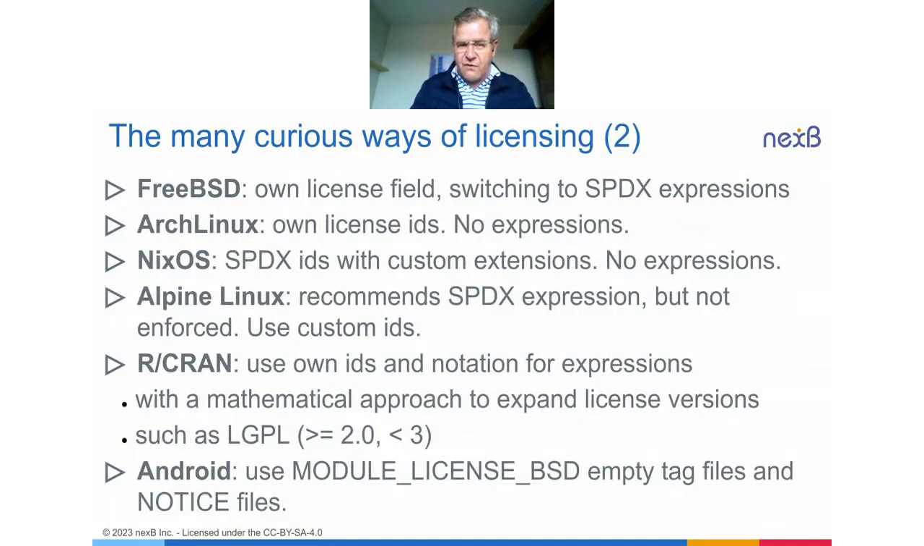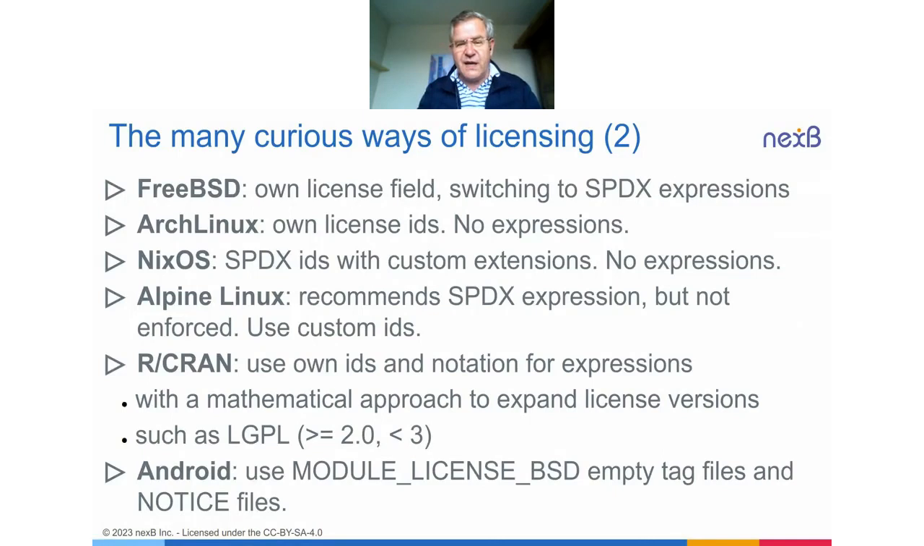If we look at some other domains like Android, they use their own conventions with specific files. R, which is a language for statistics and math, is interesting because you see actually how their domain, math and statistics, influences their approach to providing information on licenses. They use mathematical expressions to say it's LGPL, but superior to version 2 or inferior to version 3, which means LGPL 2.0 or 2.1. It feels weird when you look at it from the outside, but it's just yet another way to deal with this.